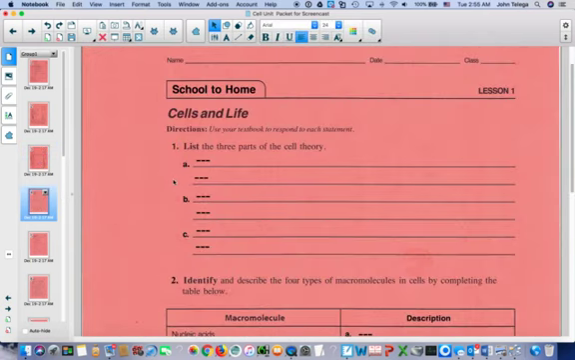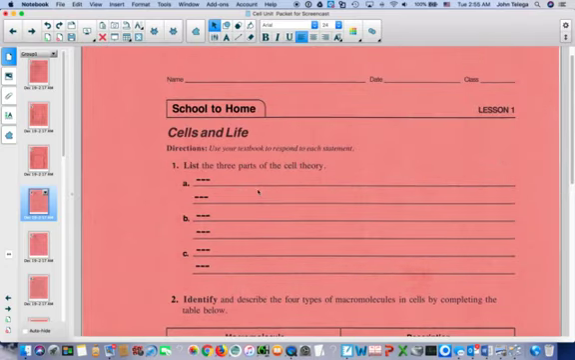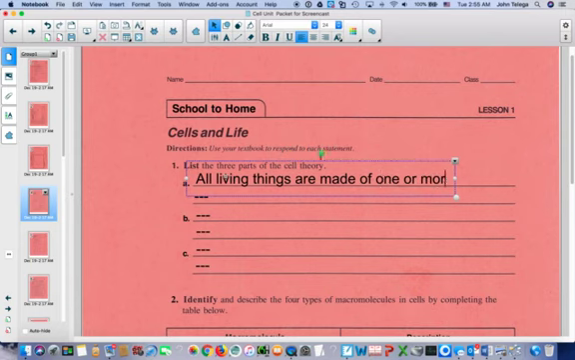It says Cells in Life, and it's lesson 1. The page number on the bottom is actually page 15, and we're going to talk about some cell theory to start. So it says list 3 parts of cell theory. Inside of cell theory, all living things are made of one or more cells, and the cell is the smallest unit of life, so that's A.